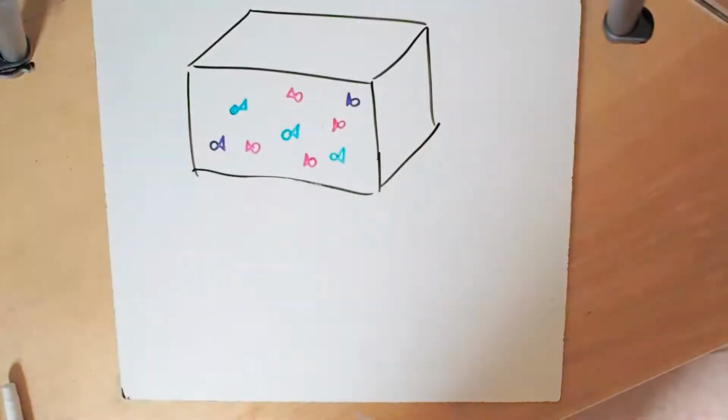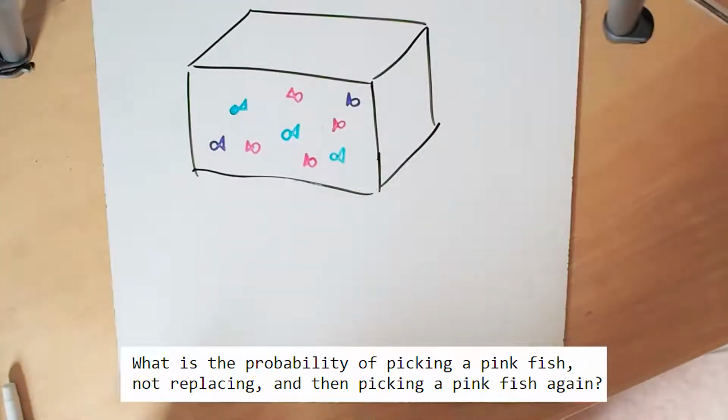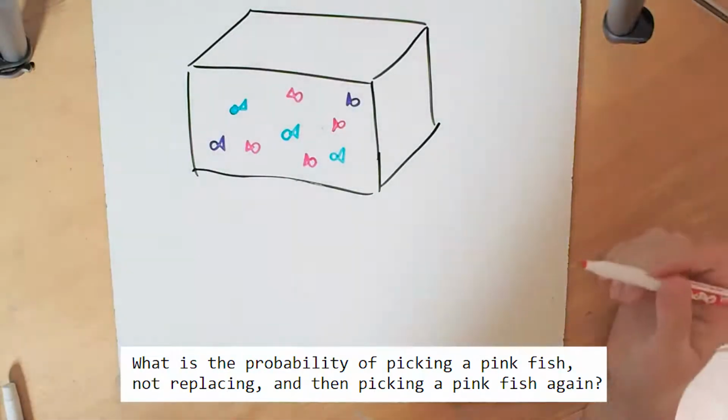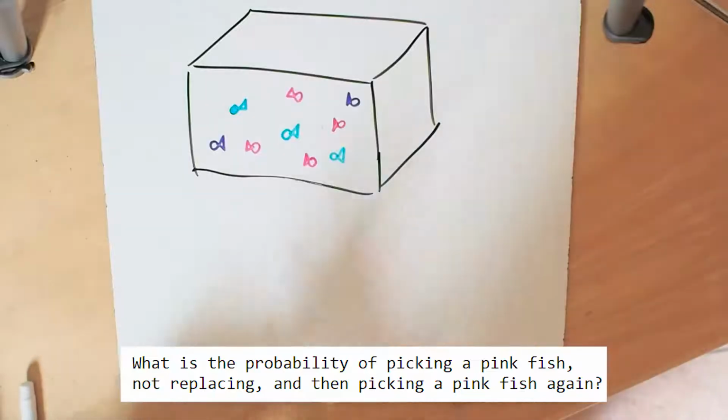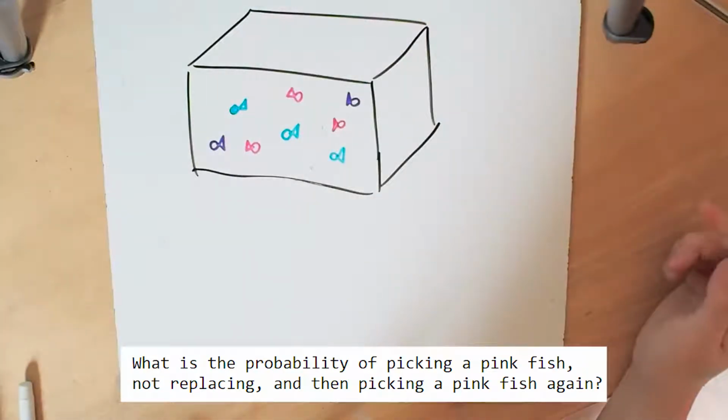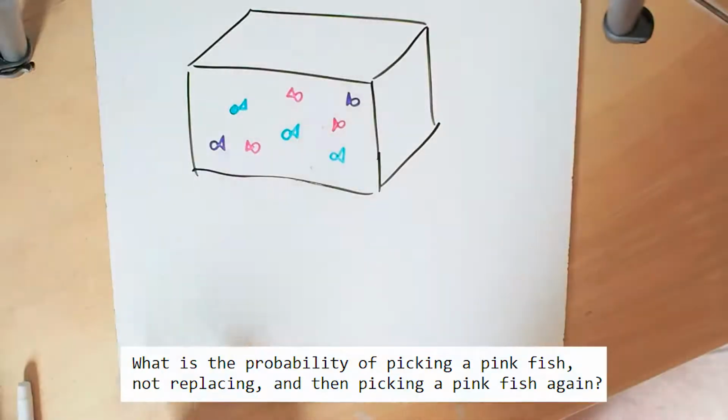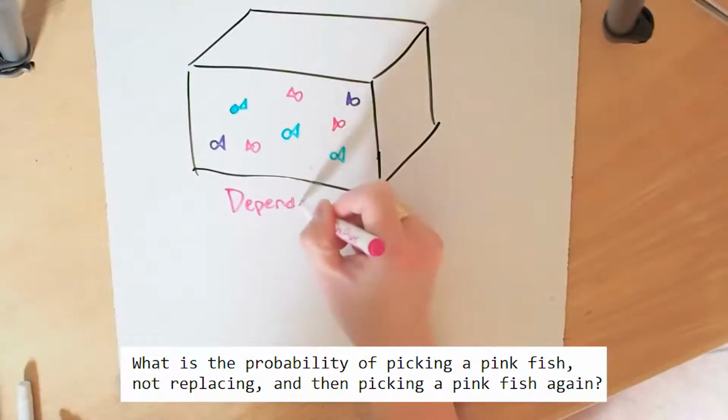Now our problem reads, what is the probability of picking a pink fish, not replacing, and then picking a pink fish again? This changes the problem. It now becomes dependent, because if I pick a pink fish, now there's only 3 left, and the total amount of fish has also decreased. It's the same tank. That means that these events have now become dependent. The second event depends on the first event, and the first event changes the second event. We now have a dependent situation.